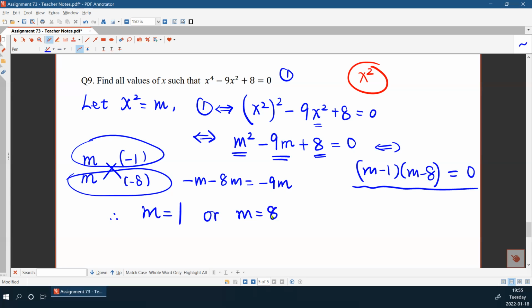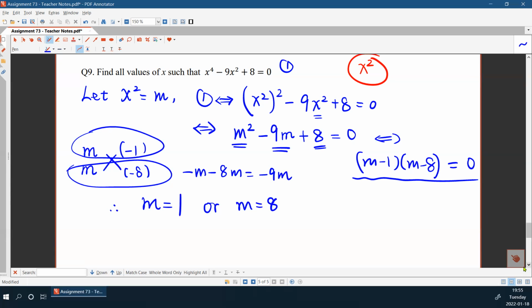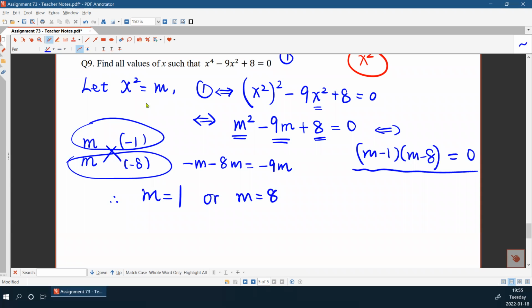Okay, so now we know the value of m, then we can solve x, right? Again, we need to discuss, if m is 1, what will happen? If m is 1, we know that x squared is m, then actually x squared is 1, right? Therefore, x is what? It's +1 or -1. Yes, it has two values, which are positive or negative 1, right?